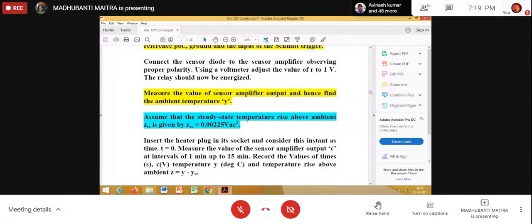Okay. Measure the value of the sensor amplifier output and hence find the ambient temperature. We haven't connected the heater or the fan, so at this moment, if we measure the output of the sensor amplifier in terms of voltage, the voltage value will give us the ambient temperature of the room in which the setup is kept.